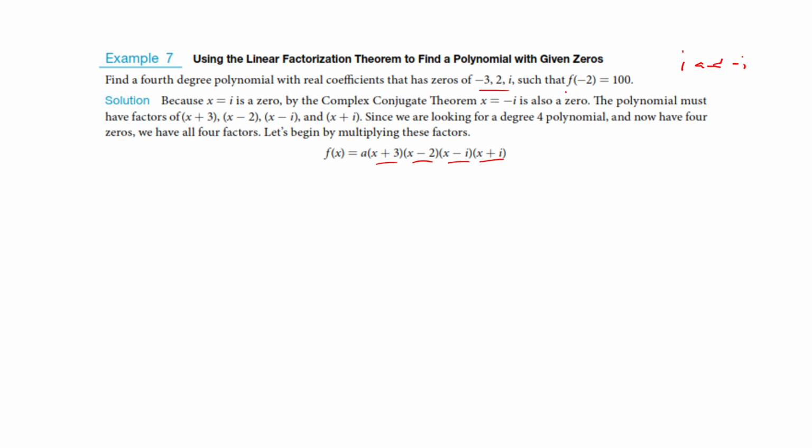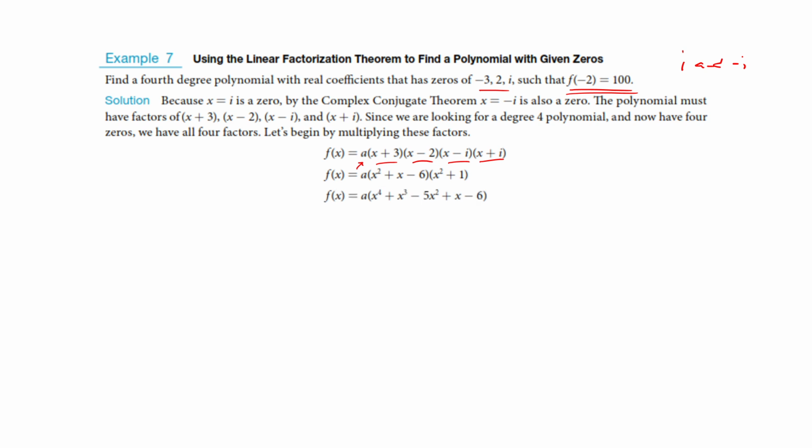Now what's this that they're telling us here? That if I put negative 2 in, the function equals 100. Well, what's the point of that? We have this a sitting in the front here that could be a stretch. This would be the basic function with all of these different roots, but I don't know about any stretch on the front. So to find a, we're going to put negative 2 into the equation, and we know that when you put negative 2 in, you get 100 out.